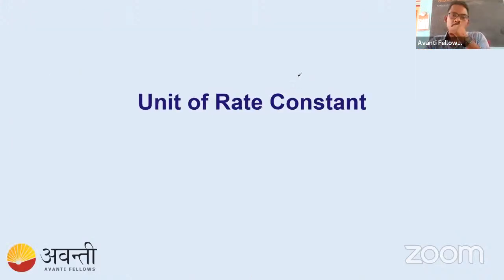Okay, so now let's find out what is the unit of the rate constant. By using the rate law, we can relate the speed or rate of the reaction with the concentration of reactant. And there we got one constant K, that is the rate constant. Now let's find out what is the unit of that rate constant.